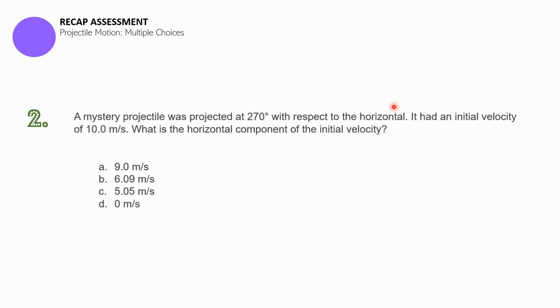Question number 2. A mystery projectile was projected at 270 degrees with respect to the horizontal. It had an initial velocity of 10 meters per second. What is the horizontal component of that initial velocity? A. 9 meters per second. B. 6.09 meters per second. C. 5.05 meters per second. D. 0 meters per second.